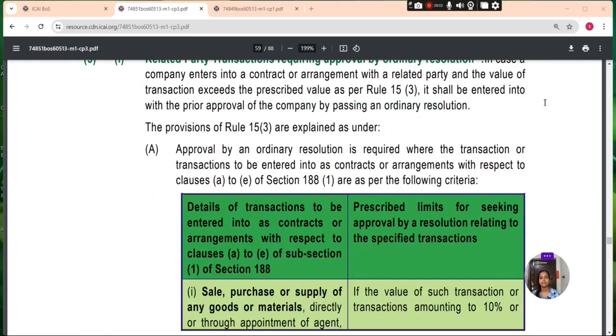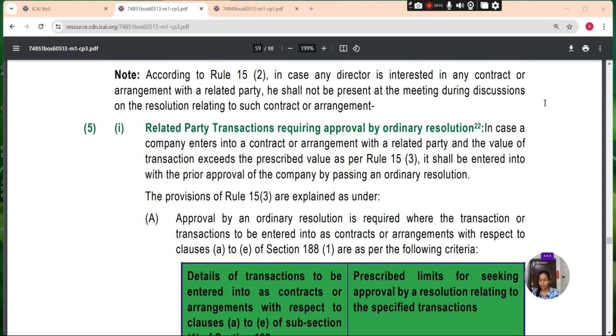After that comes related party transaction requiring the approval by ordinary resolution. In case the company enters into a contract or arrangement with the related party and the value of the transaction exceeds the prescribed value as per Rule 15 subsection 3, it shall be entered into with the prior approval of the company by passing an ordinary resolution. The provisions of Rule 15 subsection 3 are explained as under.